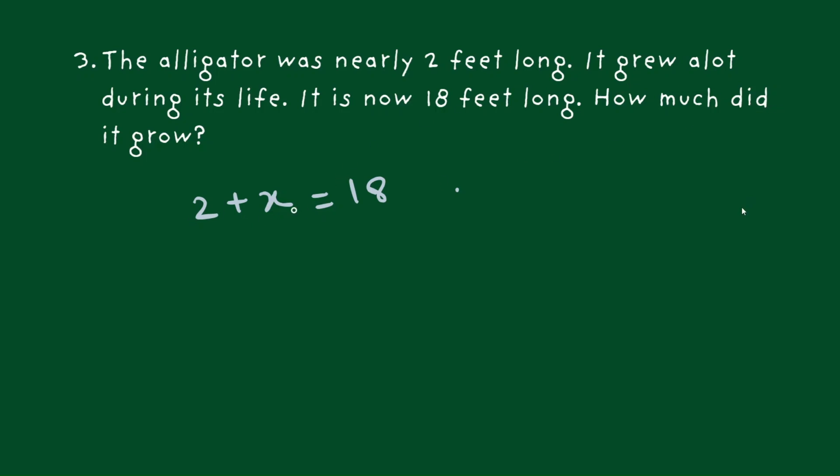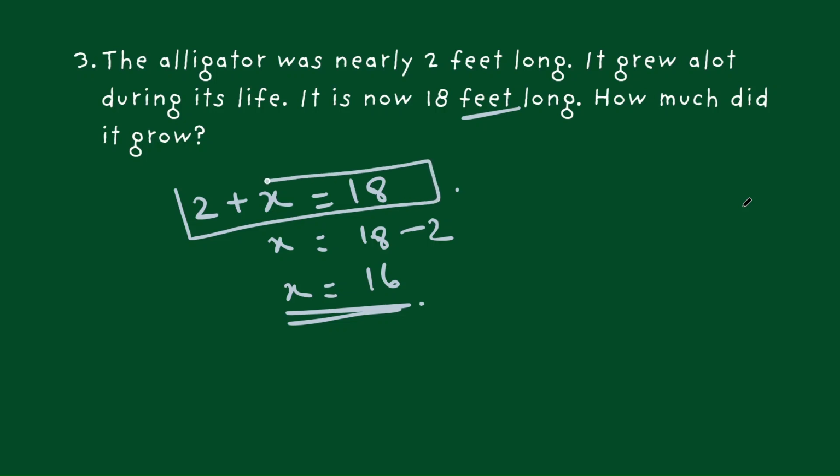How much did it grow? It means x = 18 - 2. x = 16. So it grew 16 feet during its lifetime. When it was born, it was only 2 feet long. Later on in its lifetime, it grew 16 feet. So at first we have to derive the equation like this to find the answer.